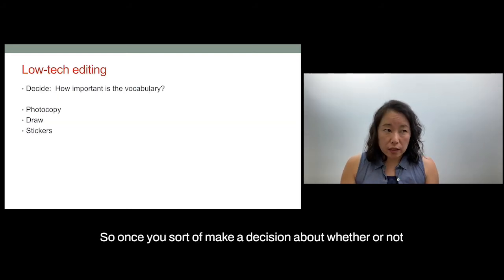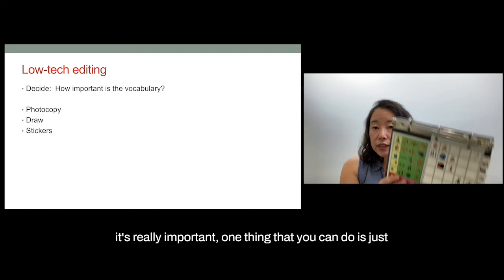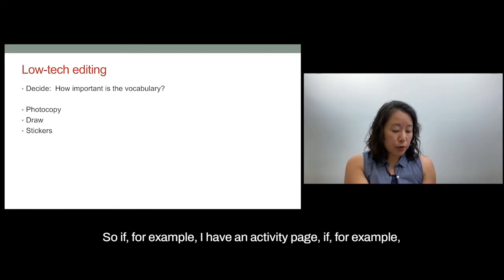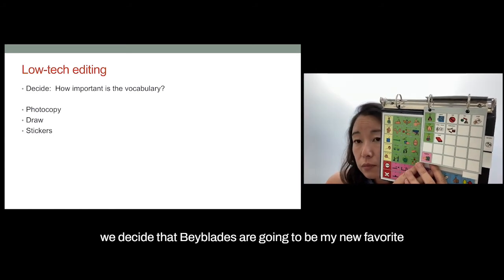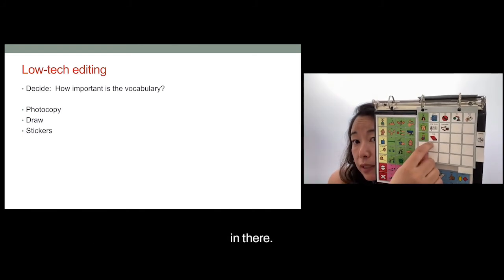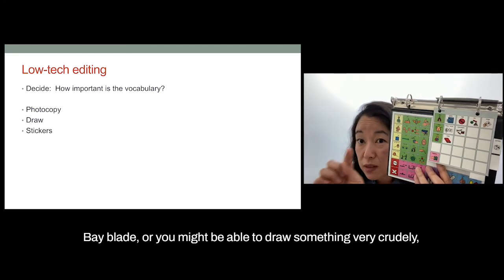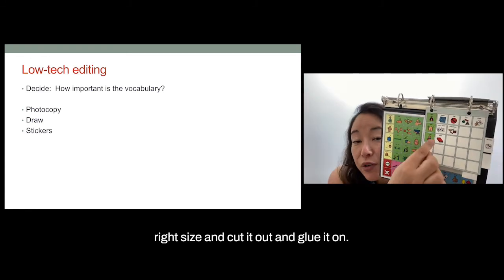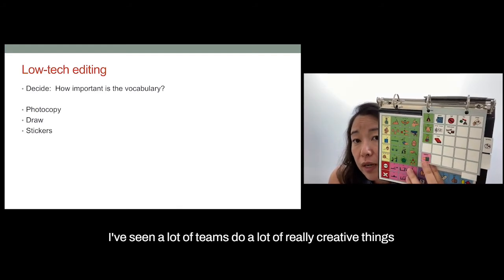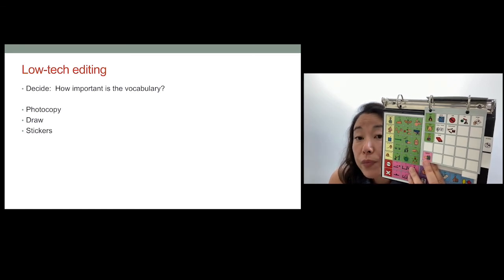Once you've made a decision about whether or not it's really important, one thing you can do is just draw things in there. So if I have an activity page, and we decide that Beyblades are going to be my new favorite things, I would just take a pencil or pen and write Beyblades in there. Then you might be able to find a sticker of a Beyblade, or you might be able to draw something very crudely, or you can print out something from Google Images to the right size and cut it out and glue it on. I've seen a lot of teams do really creative things for the effort of just not having to recreate a whole core Fringe book just to add one word.